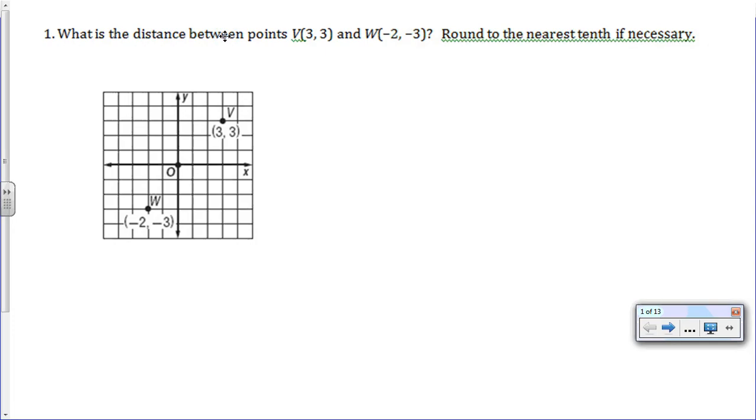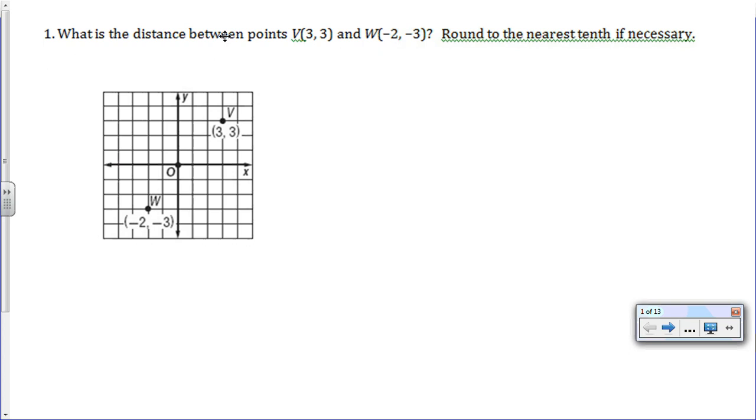So the way I want this review to work is work the problem. Once you get done working the problem, you got your answer. Use the video to check your work. If you don't know how to work the problem or where to start, use the video to kind of help you get started. So for number one, distance between 2 points.